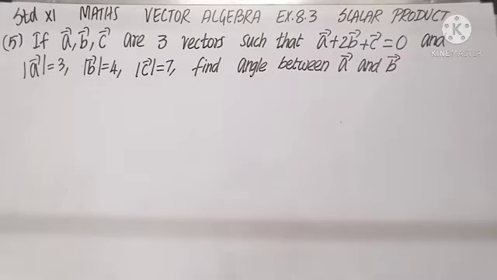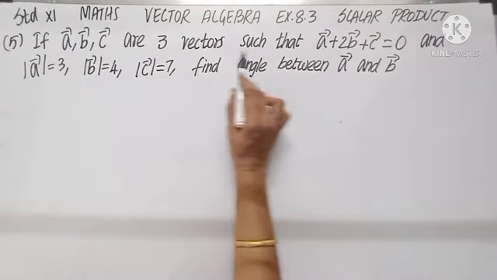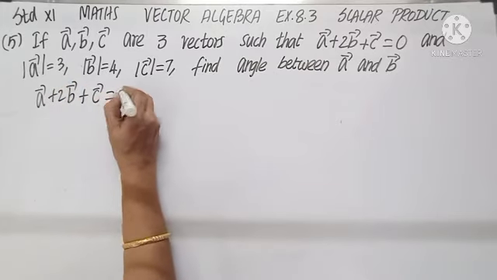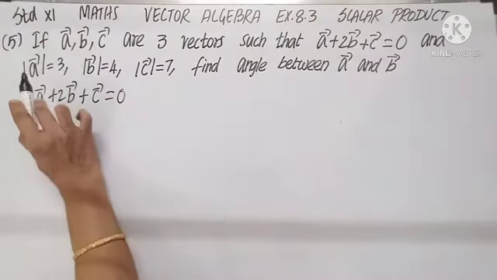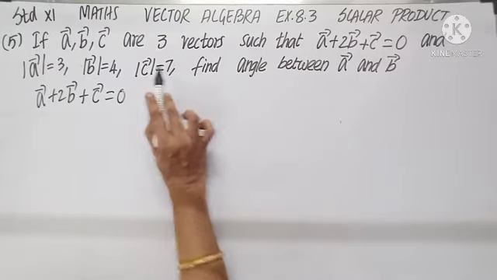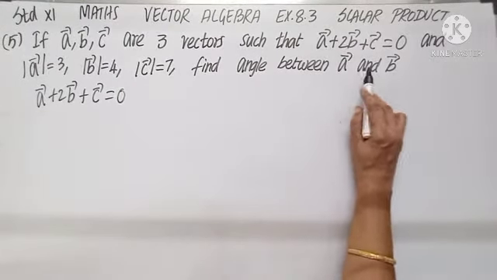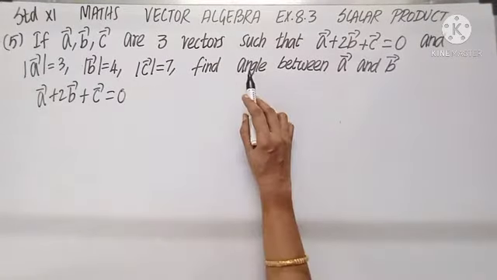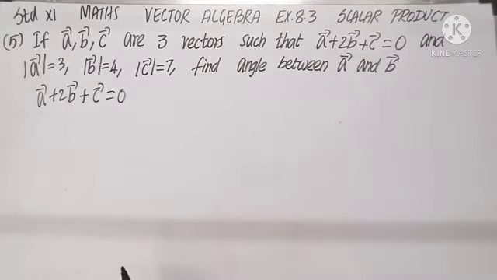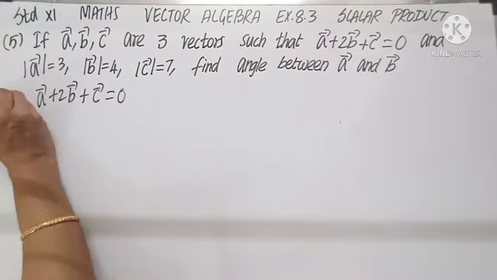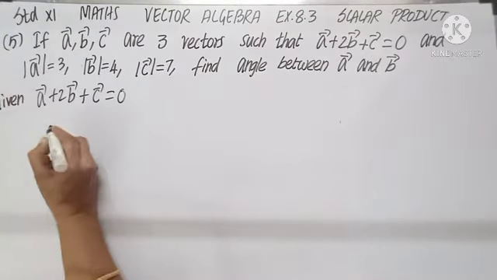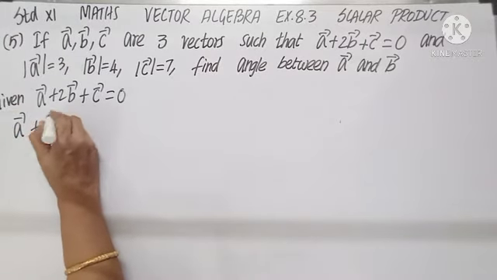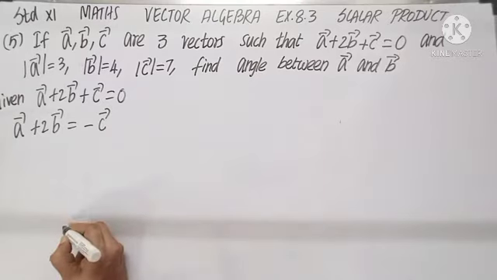Question number 5. If A, B, C are three vectors such that A vector plus 2 into B vector plus C vector equals 0 and modulus of each vector is given, find the angle between A and B. So this is the clue as to what I should do. When I want angle between A and B, in the given result, let us keep A and B to the left and the remaining to the right. So I have A vector plus 2B vector is minus C vector.